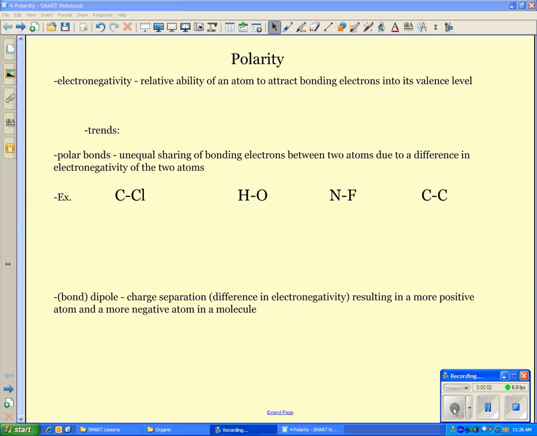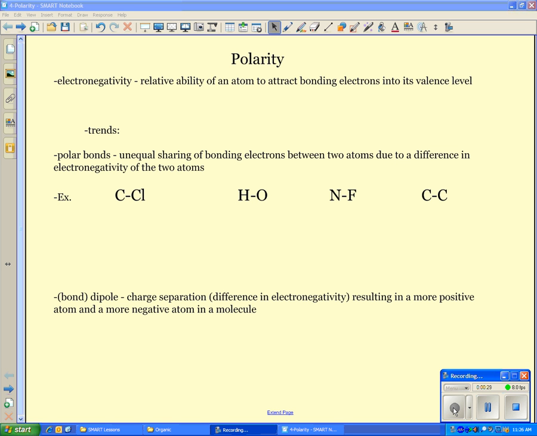In this next lesson, we're going to look at polarity of molecules. And polarity is very strongly tied to electronegativity. Electronegativity refers to the relative ability of an atom to attract bonding electrons into its valence level. On your periodic table in your data booklet, the electronegativity value for each of the different elements is on the left-hand side, right above the element symbol.